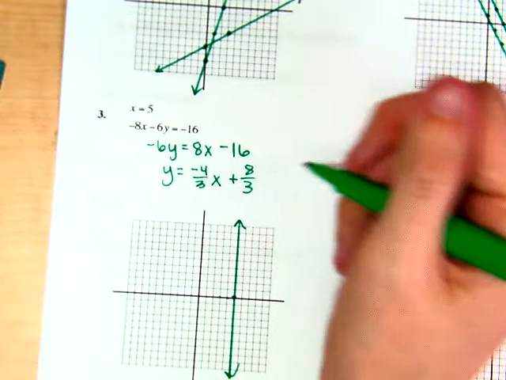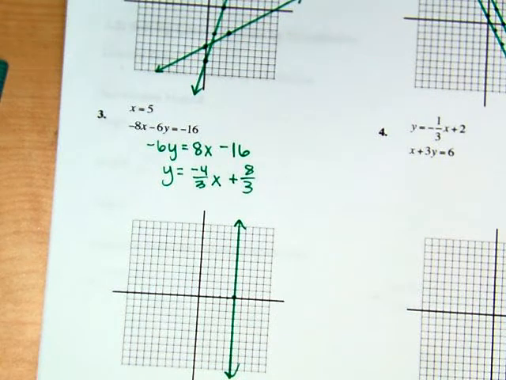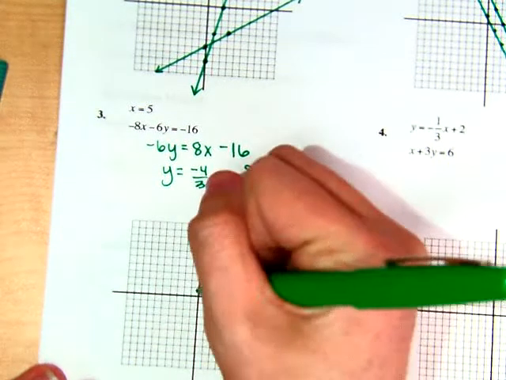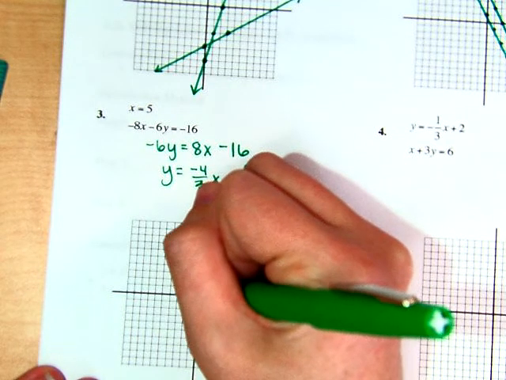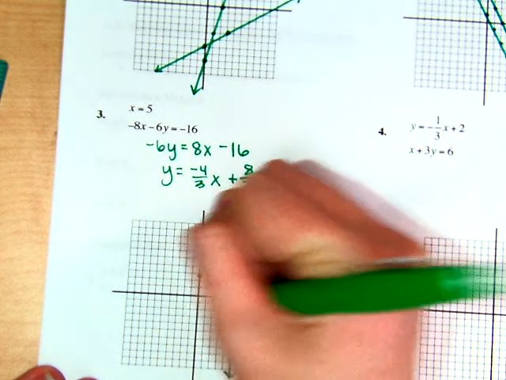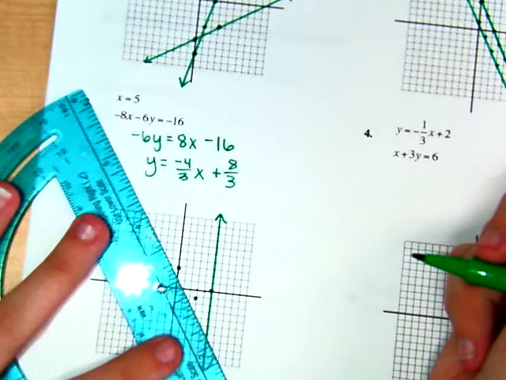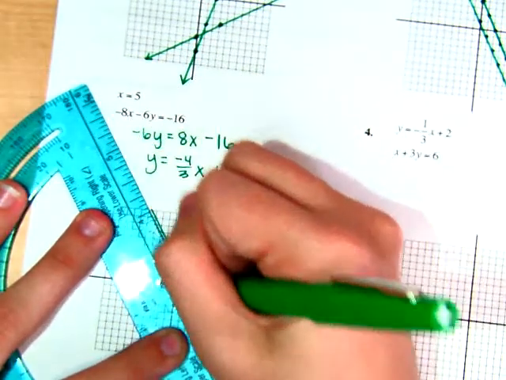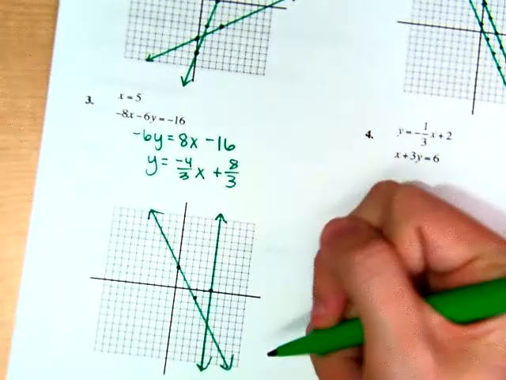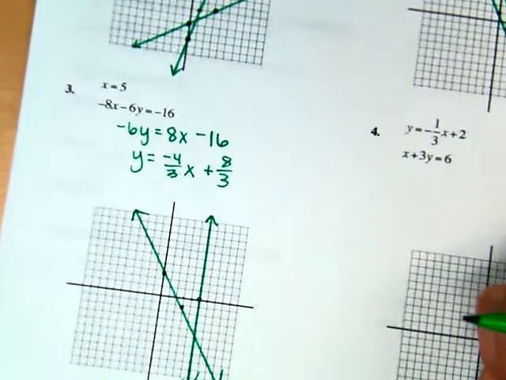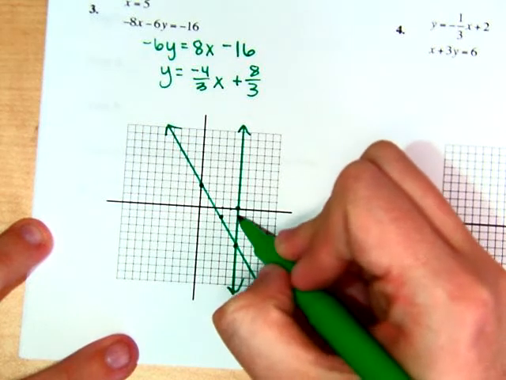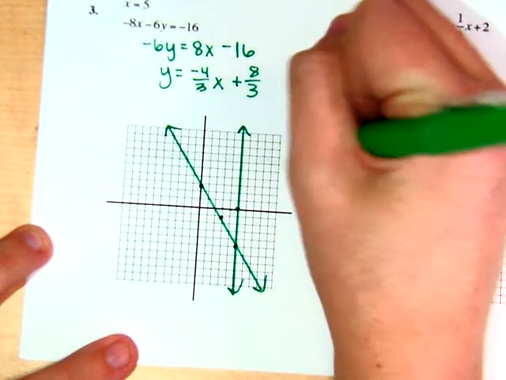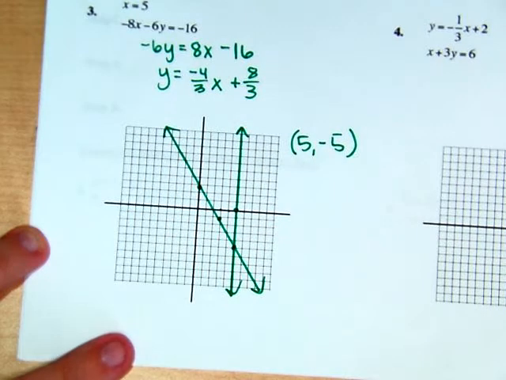So we start at 8/3. If you do 8 divided by 3 in your calculator, you get 2.7. So we're going to start about 3. And then from there, I'm going to go down 4. 1, 2, 3, 4, and over 1, 2, 3. Let's see, maybe this one will give me a nicer number. Oh, look at that. My nice ruler made it nice for me. If you can see, they intersect right here, which is at 5, and then -1, 2, 3, 4, 5. So 5, -5, it looks like. That's where they intersect.